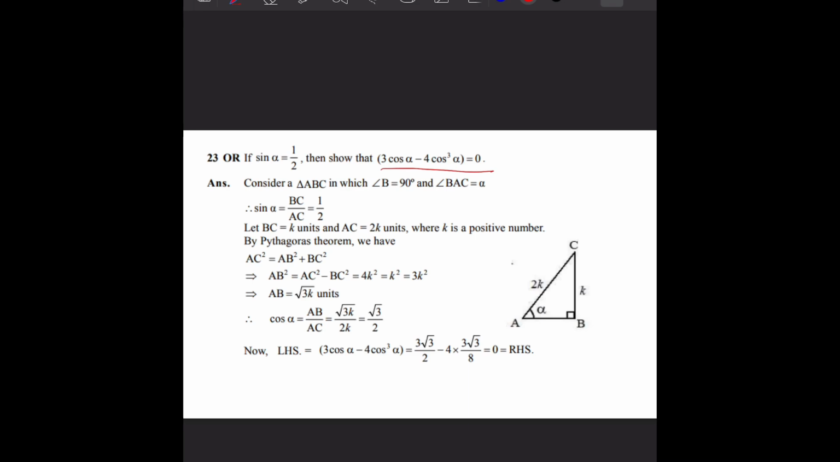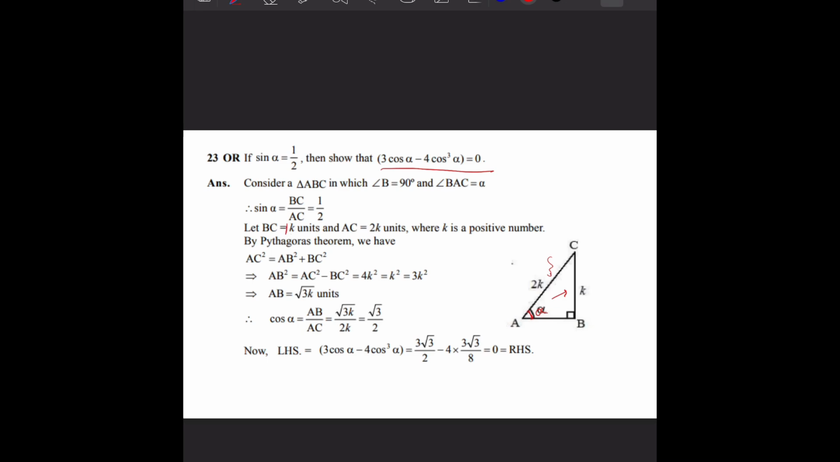In the previous question itself I told you that as soon as you see a trigonometric ratio, you make a small right angle triangle, and that is this right angle triangle. Consider any acute angle as alpha. What is the definition of sine? Opposite upon hypotenuse. What is opposite? BC. What is hypotenuse? AC. Therefore, BC is equal to 1, we consider it as 1K.